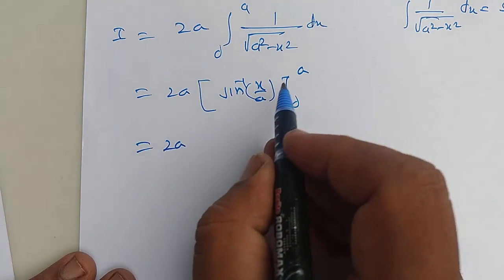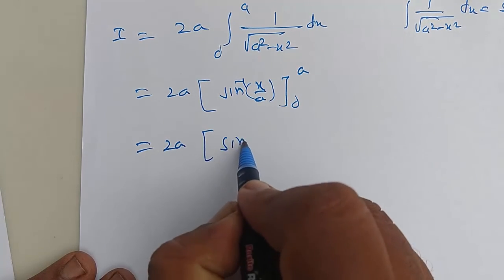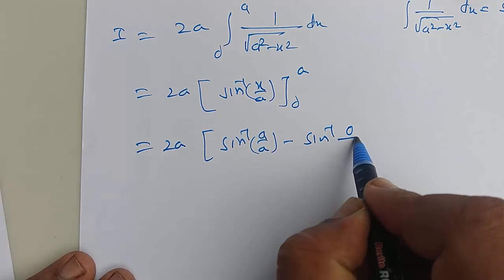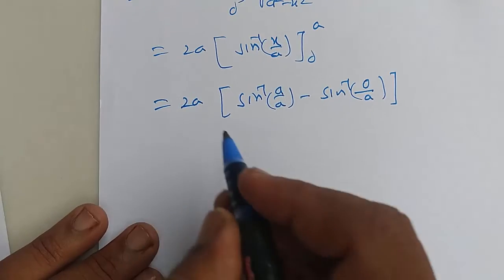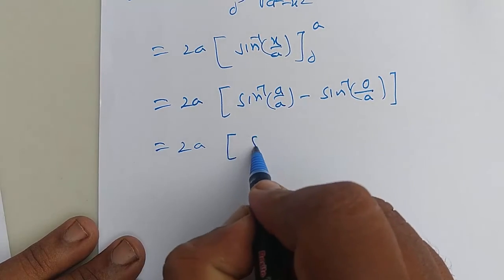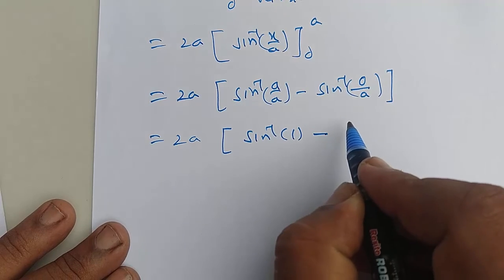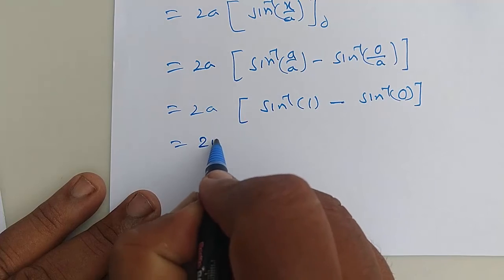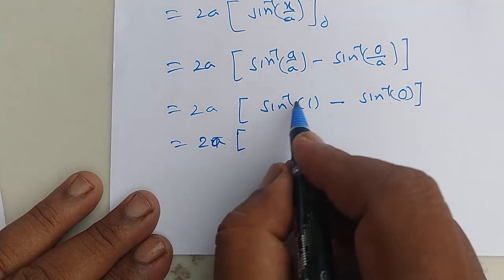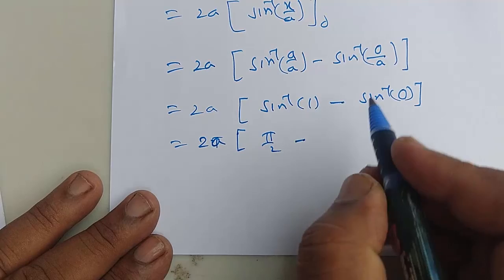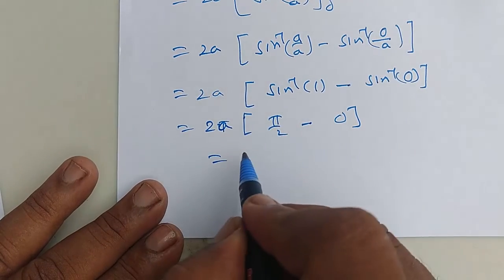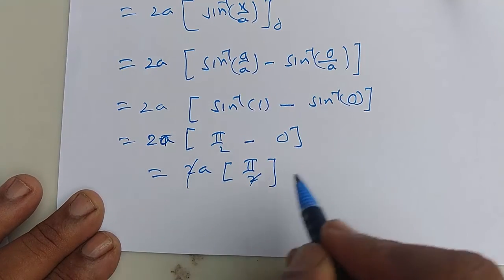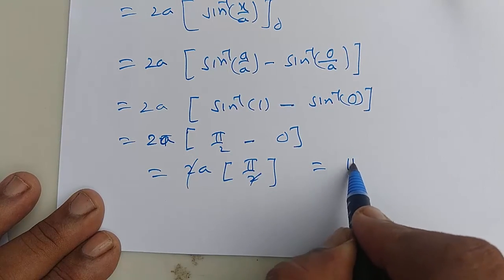So it is twice a. By putting x equal to a the first time, sine inverse of a upon a, minus sine inverse with x equal to 0. So this is equal to twice a bracket sine inverse of 1 minus sine inverse of 0. Sine inverse of 0 is 0. So 2a bracket sine inverse of 1 is pi by 2 minus 0. So it is twice a times pi by 2. The 2 gets cancelled. It is pi times a.